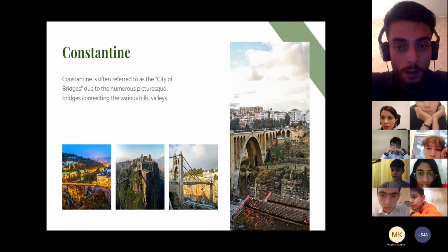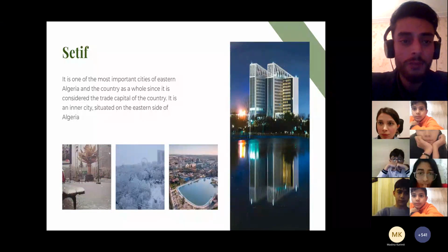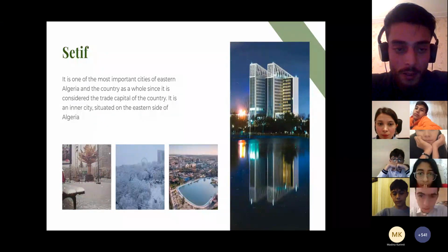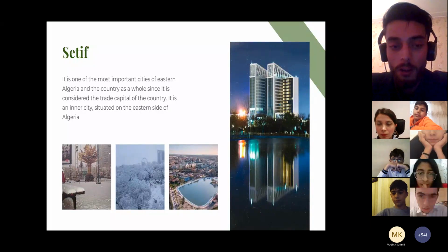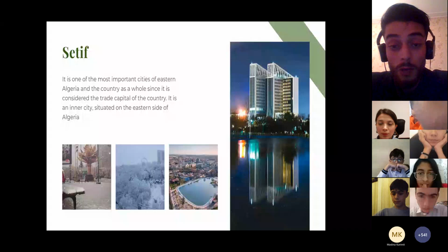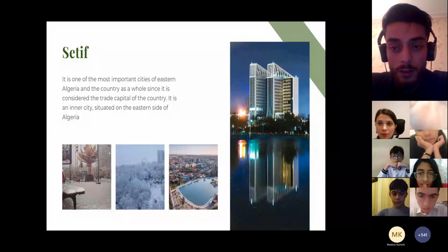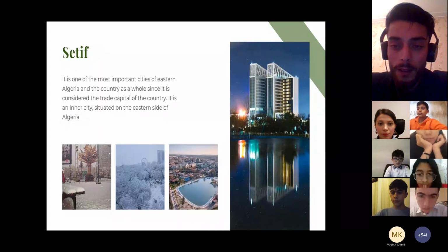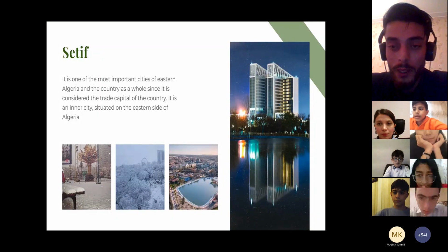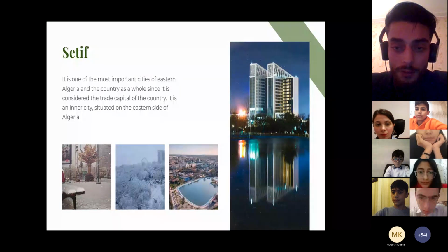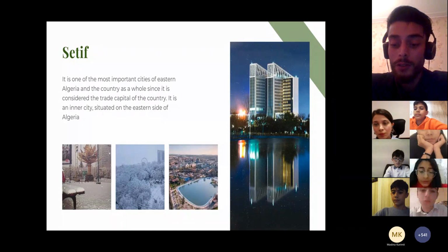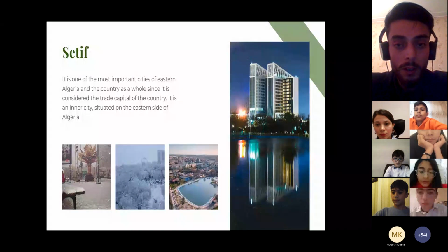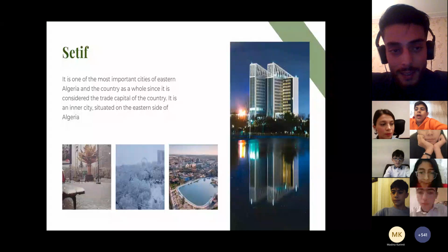these bridges. And the last one, which is my city, is one of the most important cities in the east of Algeria, and it's considered the trade capital, and it's the coldest city in Algeria. We have snow every winter, too much snow actually, as you are seeing in the picture. And this is the mall here, which is also the biggest mall in Algeria. It's in the city center of Sétif. It's located, as I said, in the east. And it is the trade capital because a lot of economical transactions are happening there.